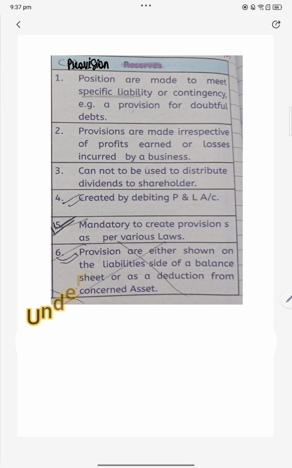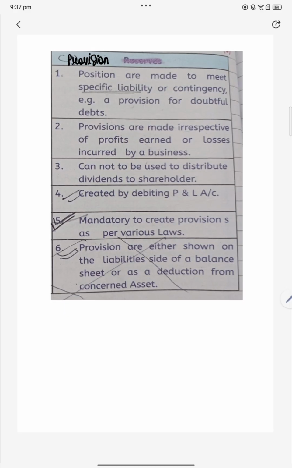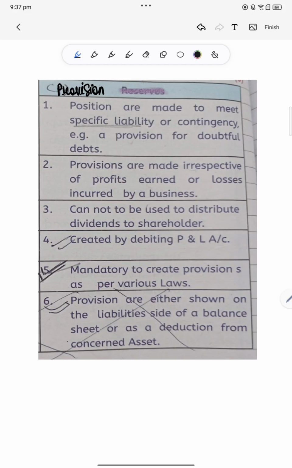Today we are going to be learning about provision. It is one of the most confusing topics, which makes most students confused. Most students interchange provision with liability, but actually they are not interchangeable. So here I am to make all your concepts clear. Let's get started. First of all, you must know what provision is.